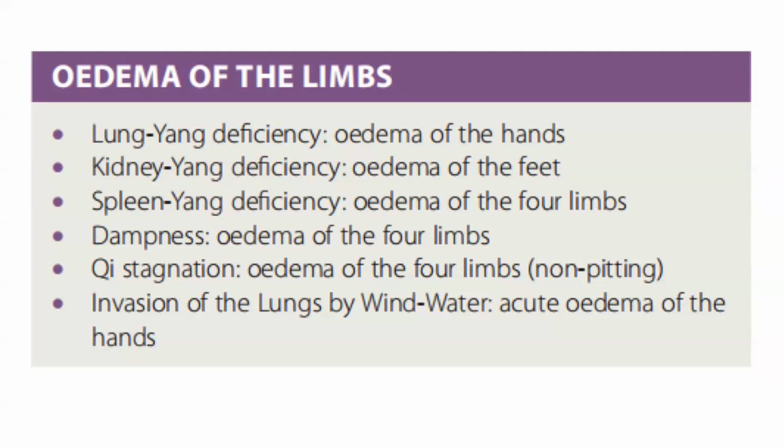Or fifth, it could be due to qi stagnation, which will manifest with a non-pitting edema of the four limbs. And sixth, it could be due to invasion of the lungs by wind water. Here we have acute edema of the hands.